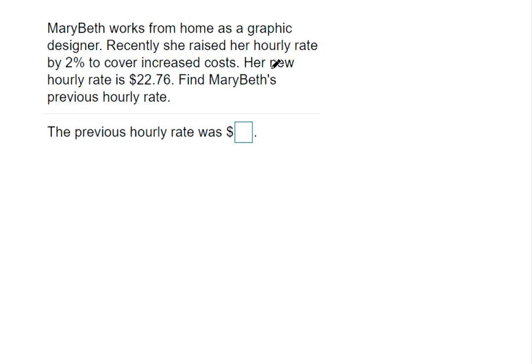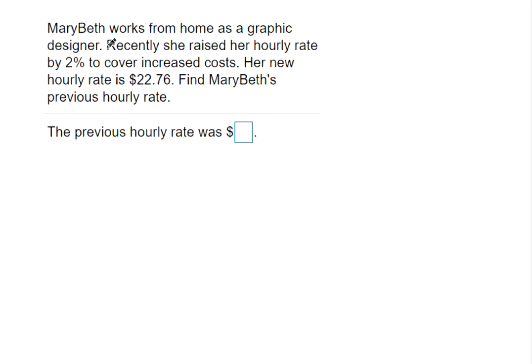So with word problems, I like to read the last sentence and then try to read through the whole word problem, because that usually cues up my brain to be looking for the important facts. We're supposed to find Mary Beth's previous hourly rate. So that seems to say to me, okay, we probably know her current hourly rate. We've got to find out what she was making before.